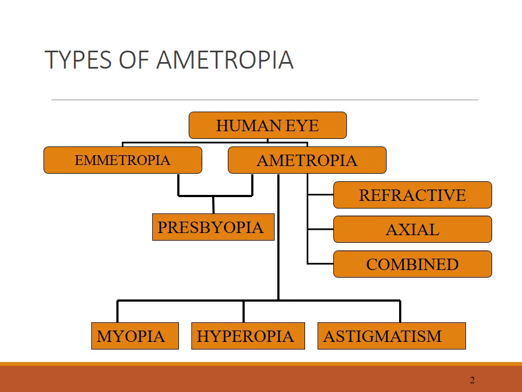Based on this diagram, the human eye can be divided into two, which is emmetropia and ametropia. Ametropia can be classified as refractive ametropia, axial ametropia, and also a combination of refractive and axial ametropia. The types of ametropia can be myopia, hyperopia, and also astigmatism.